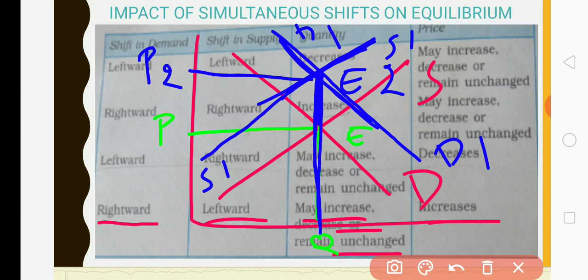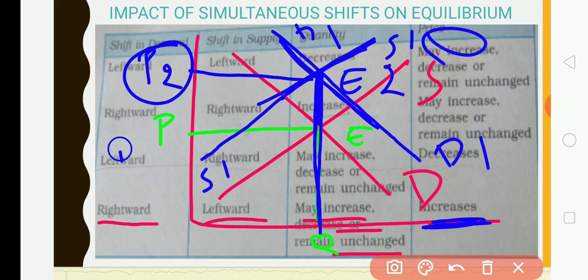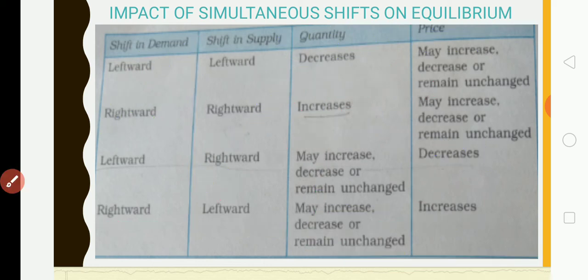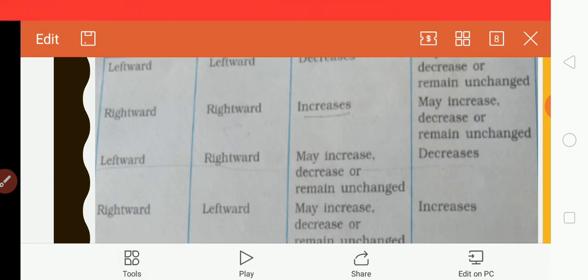Okay, here you can observe that in the fourth situation, the price is increasing to P2 and the quantity may increase, or decrease, or remain constant. At this point it is remaining constant, unchanged. This is the impact of simultaneous shift on equilibrium. You will get a 4 mark, 2 mark and 6 mark question from this topic, so do listen carefully.